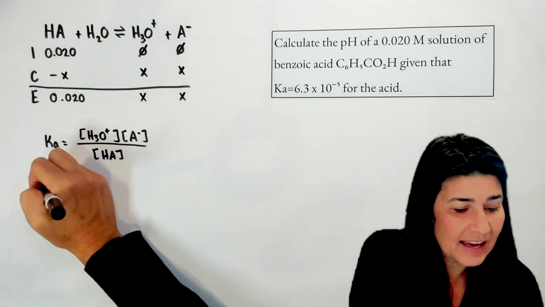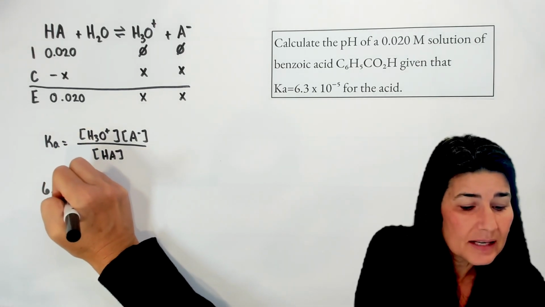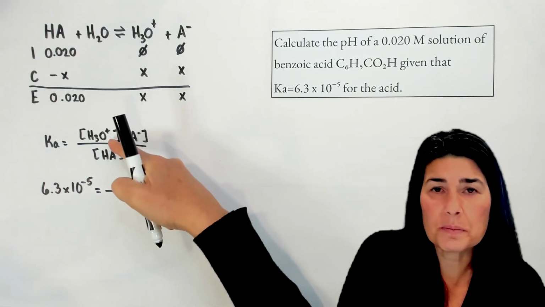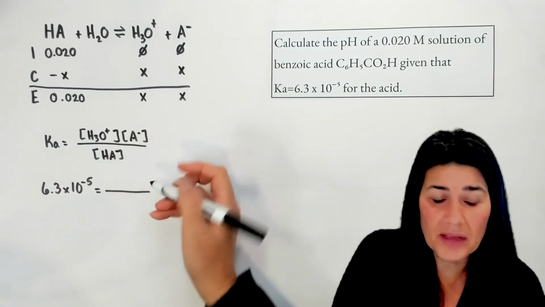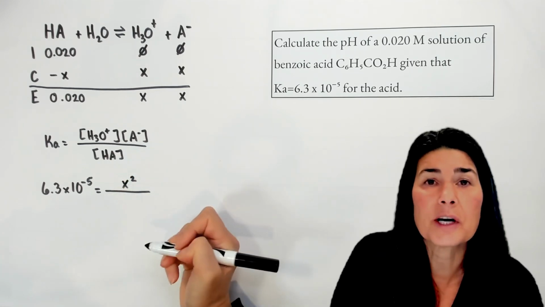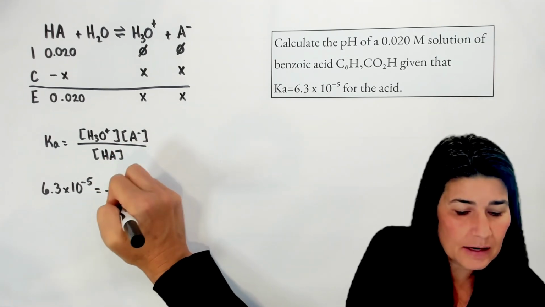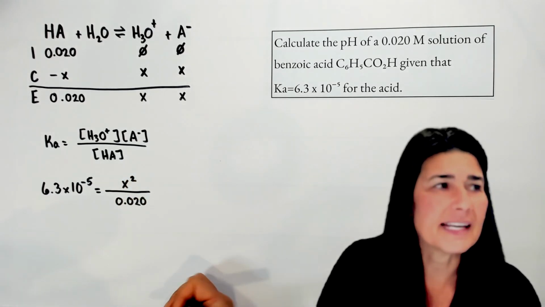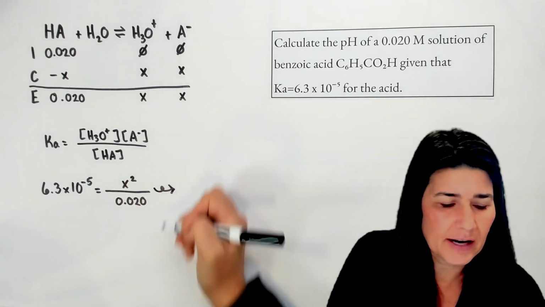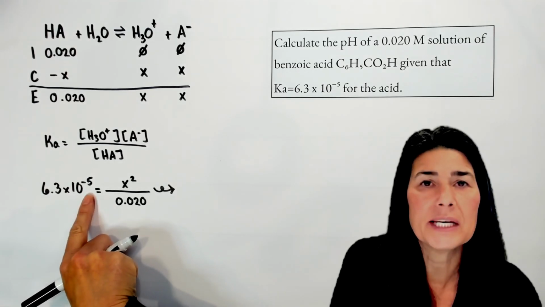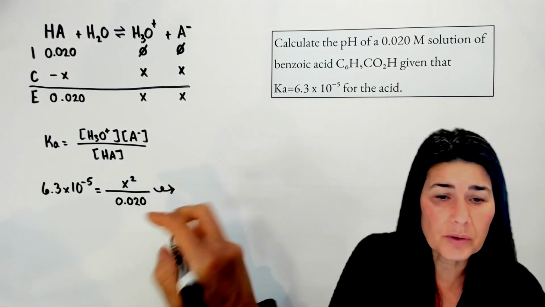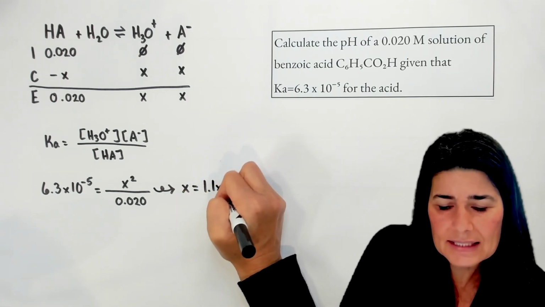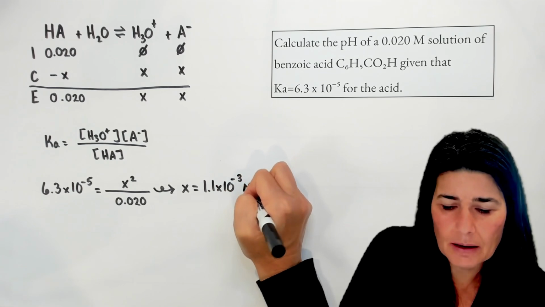We know the Ka is 6.3 times 10 to the minus 5. We know H3O+ and A- are both X's, so that leaves us with an X squared term on top. And on the bottom, we have 0.20. All right, now let's go ahead and solve for X. Multiply both sides by 0.20, take the square root, and we get an X value equal to 1.1 times 10 to the minus 3 molar.